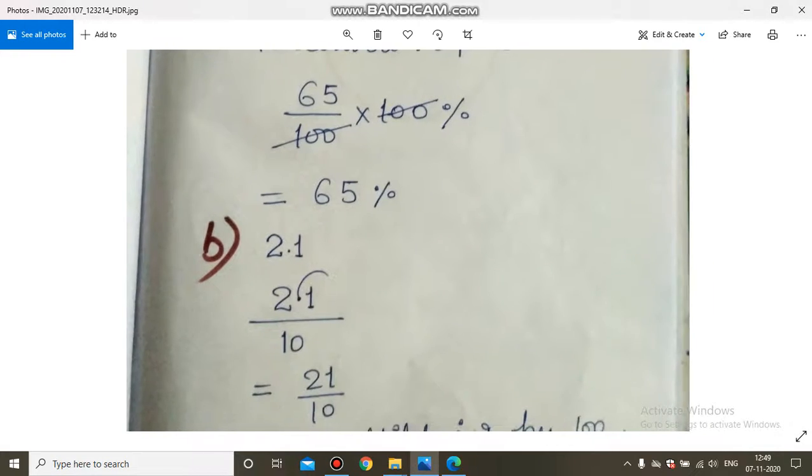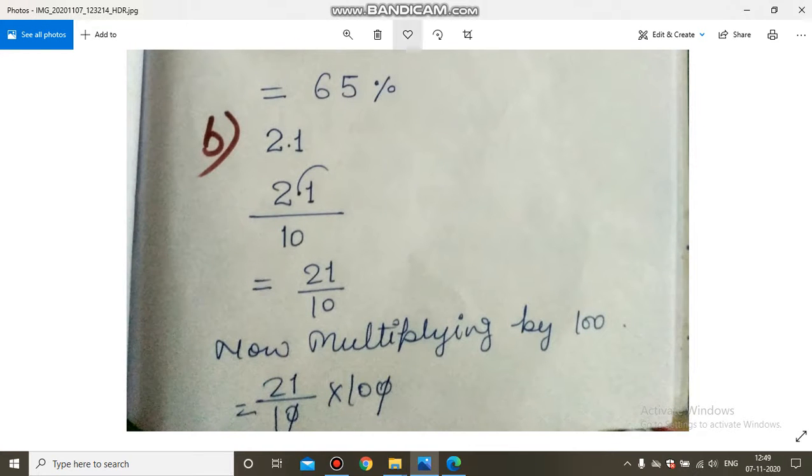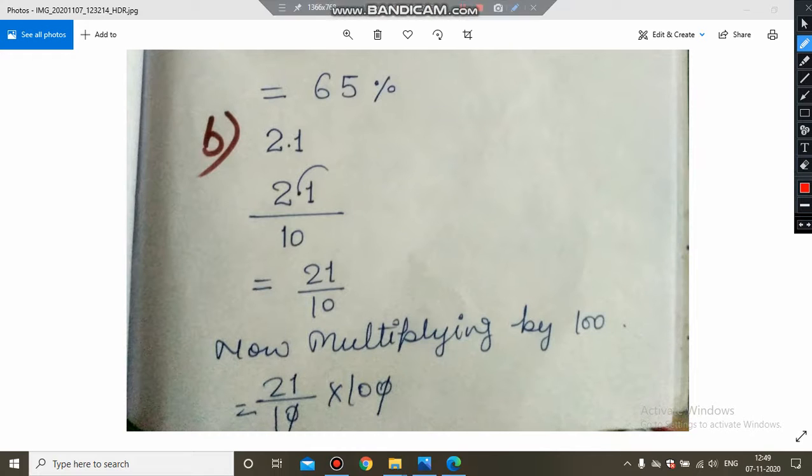Now B part, you can see B part is given here, 2.1. Now first of all, like A part, we will first convert it into a normal fraction. So first we will remove this decimal point. As you can see here, the point is placed after one digit. That's why we will divide it by 10, because 10 has one zero. We divide by 10 because the decimal point is placed after one digit. That's why I have divided by 10. So now it will become 21 upon 10, and now it is in the form of a fraction.